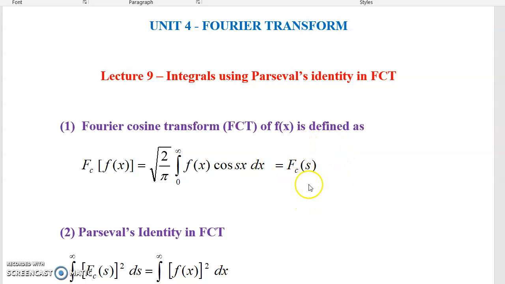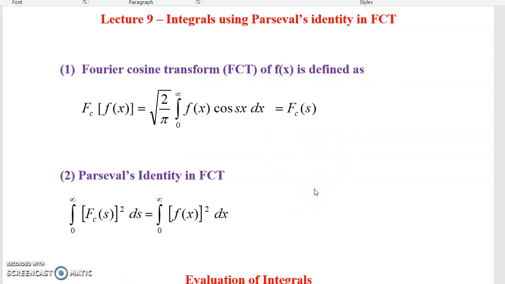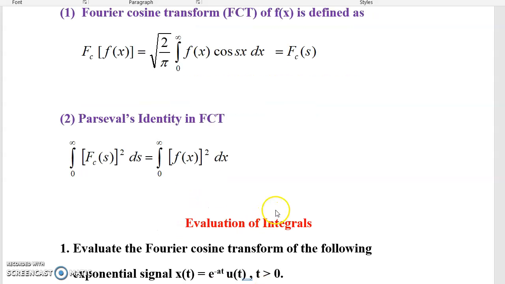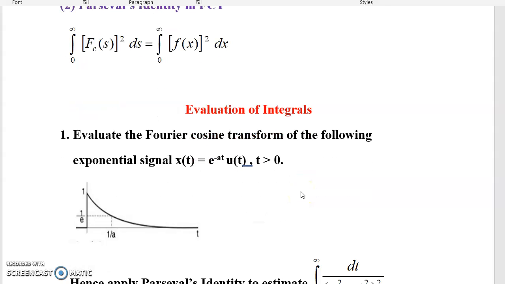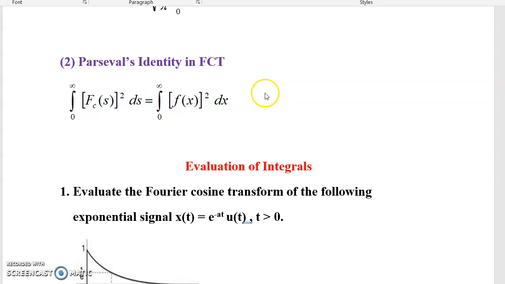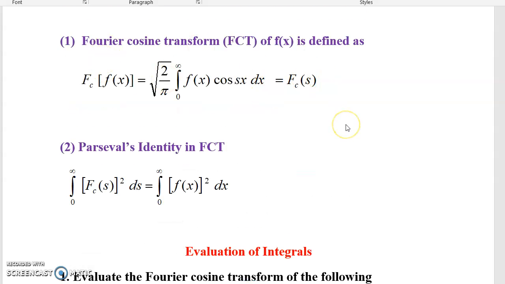as Fc of s. The Parseval's identity pertaining to Fourier cosine transform is this: integral 0 to infinity Fc of s whole square ds is equal to integral 0 to infinity f of x the whole square dx. Now let us see how to evaluate some difficult integrals using this Parseval's identity and Fourier cosine transform definition.